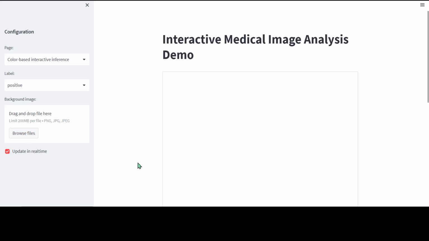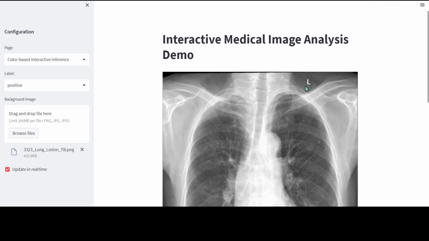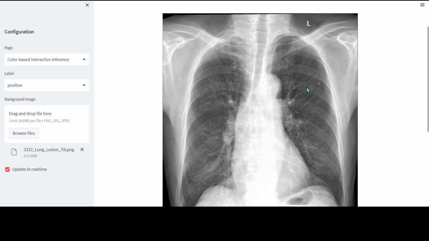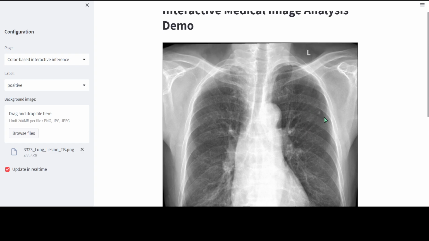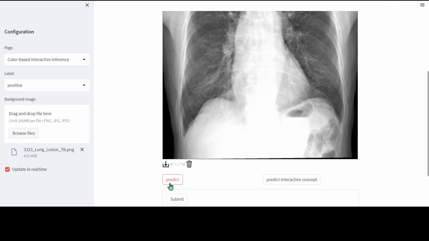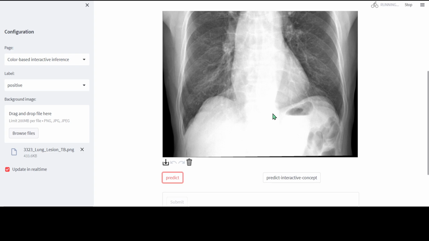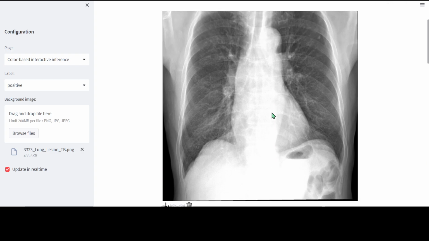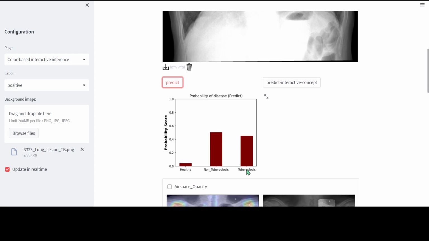So here's the demo for the interactive prediction framework. Let me upload an image first. I upload an image of a CXR having lung lesions, and you can see a very small dot here, and we can ask the model to predict the result. Basically, we found that the model tries to predict between three classes: healthy, non-tuberculosis, and tuberculosis.